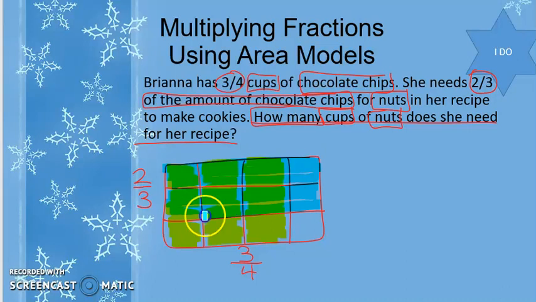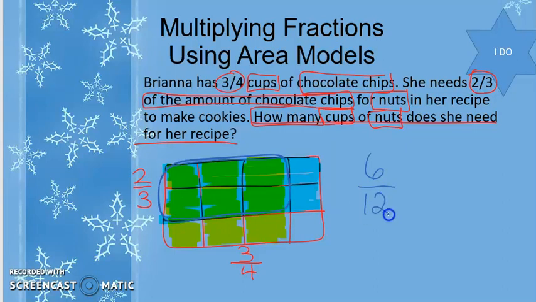And just like we did in the area model with decimal multiplication, we're going to see where these two fractions overlap. And you can see that in these 6 boxes right here, we have the fractions overlapping. So we're going to have 6 out of 12 boxes total, or 12 parts total, and 6 out of 12, if we simplify, is equal to 1/2. So we have 1/2 cups of nuts, or 1/2 cup.